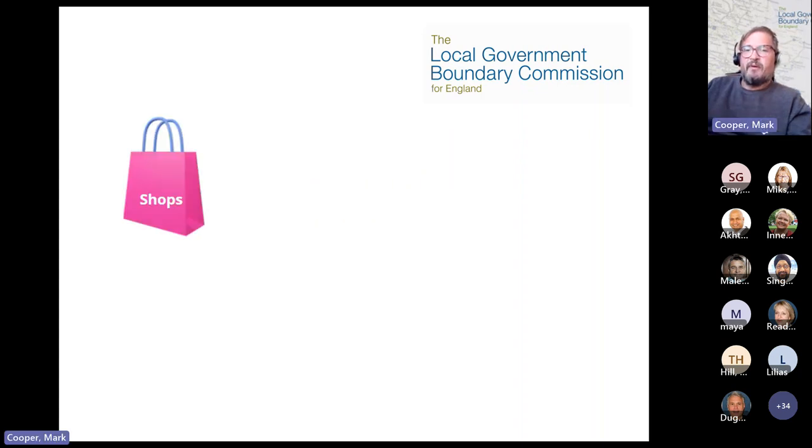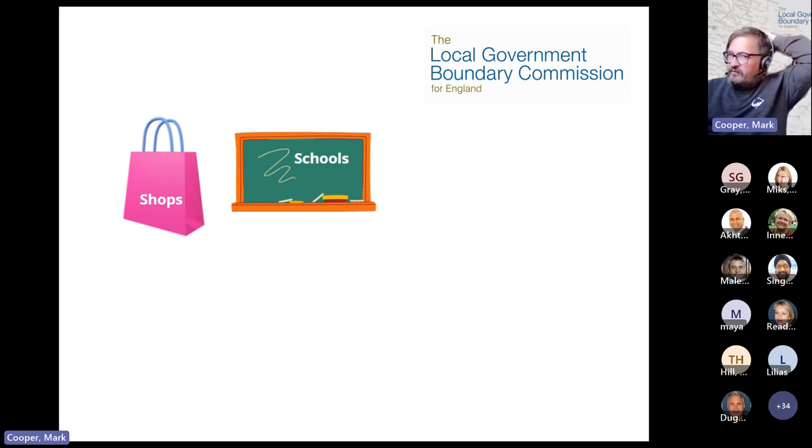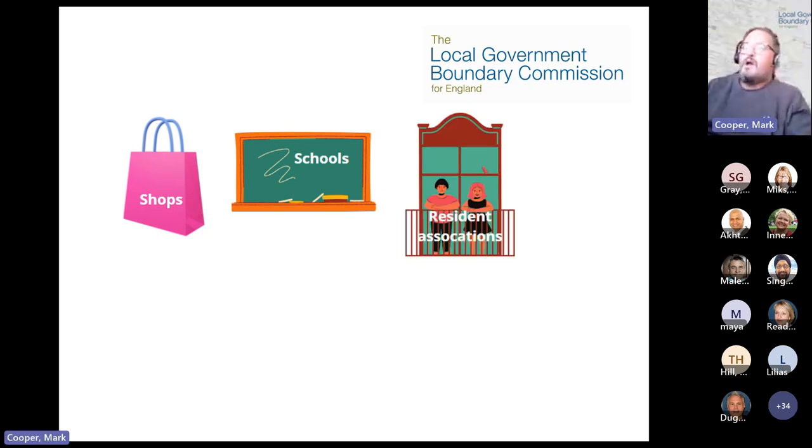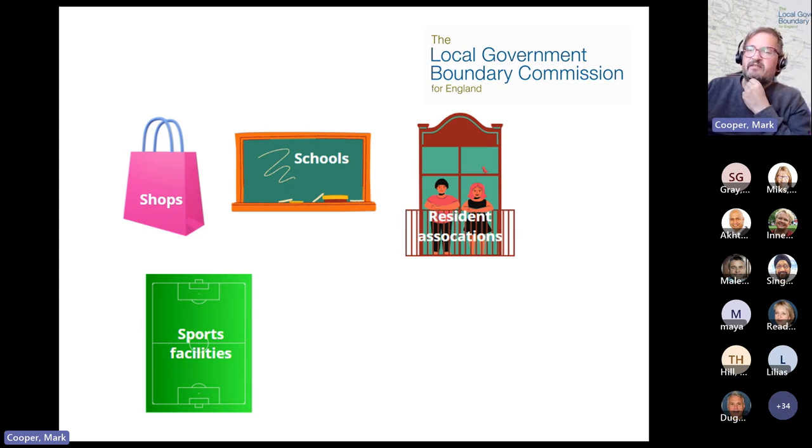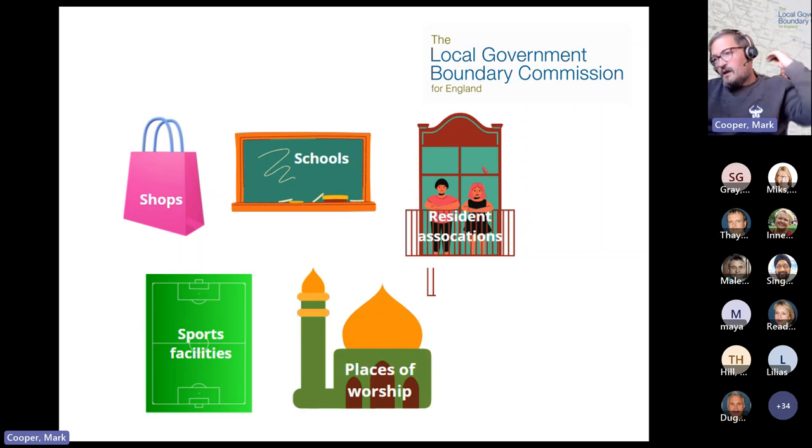A sense of community is often shaped by the amenities and services people use, as well as local groups and organisations. And we will look for evidence on things such as shops and where they're located and where people go to do their shopping. Schools and other places of education and the communities they serve. Residents' associations and the communities that they serve. Sporting facilities, how people use them, places of worship where their congregations are drawn from across the city, and telling us about how you use these kind of facilities, amenities and organisations, and how relevant they are to your sense of place helps the Commission to understand where the communities exist and how to draw boundaries that reflect them.